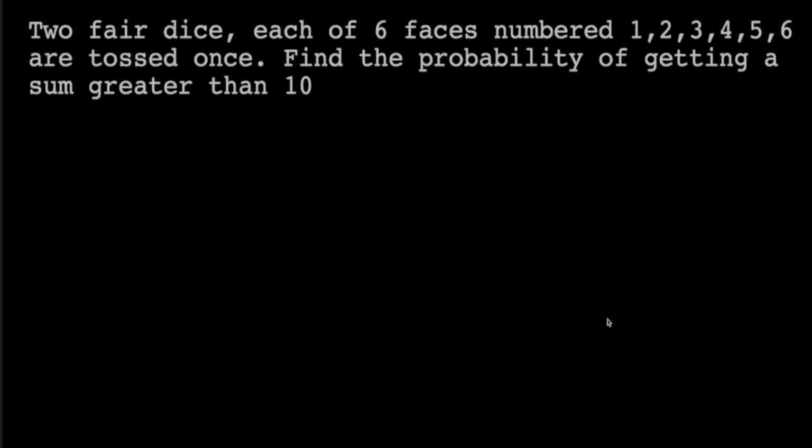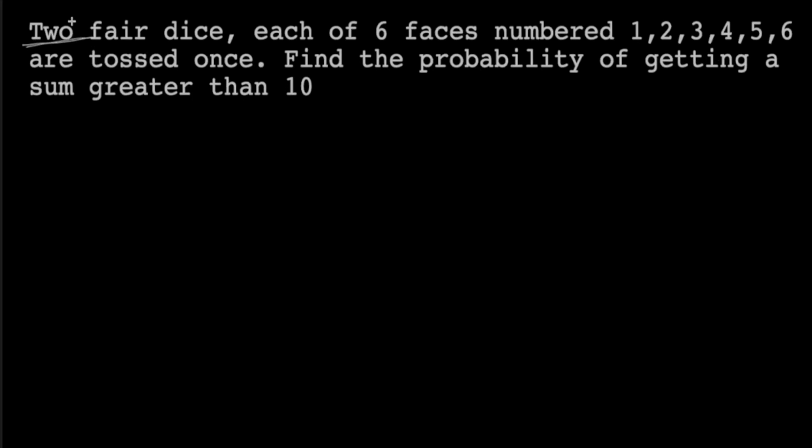2 fair dice, each with 6 faces numbered from 1 to 6, are tossed. Find the probability of getting a sum greater than 10. Remember, 2 fair dice. We are interested in the sum, not in the faces, not in this number. The sum of 2. Must go for the sum.